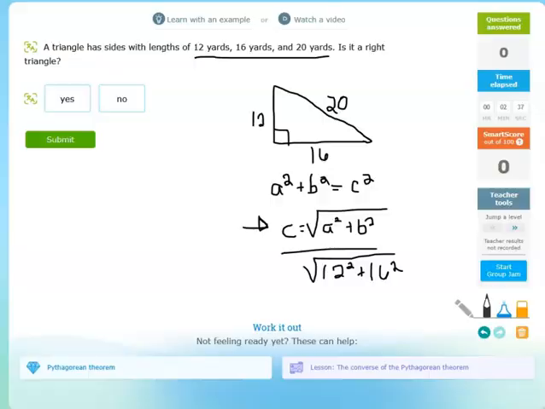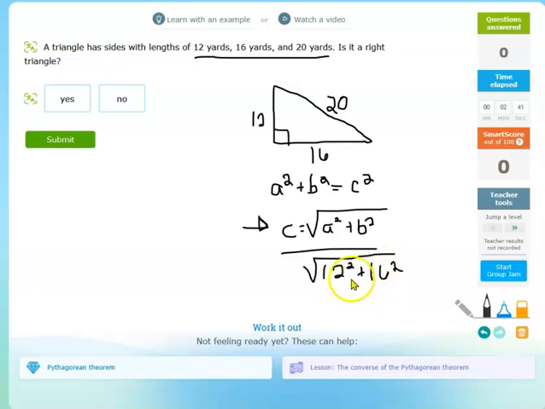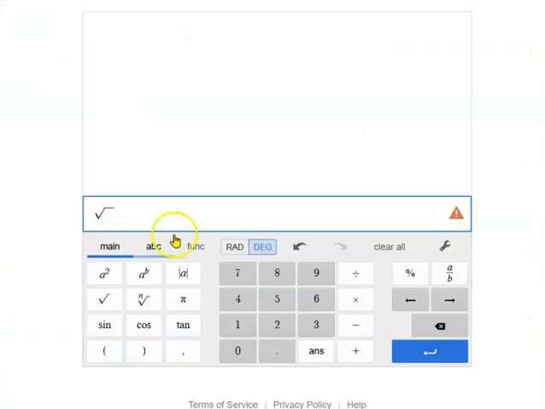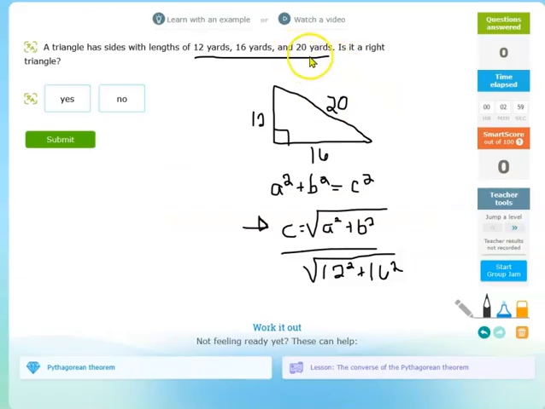Okay, so let's pop over to our Desmos calculator. Let's clear it out. We are using the Pythagorean theorem, putting in the two smaller numbers for the legs, 12 and 16. So it's the square root of 12 squared plus 16 squared. And look at that, we get 20 as an answer. And 20 was the biggest number, 20 was the hypotenuse. So this is true. The square root of 12 squared plus 16 squared does equal 20, and so this must be a right triangle. And we are going to say yes.